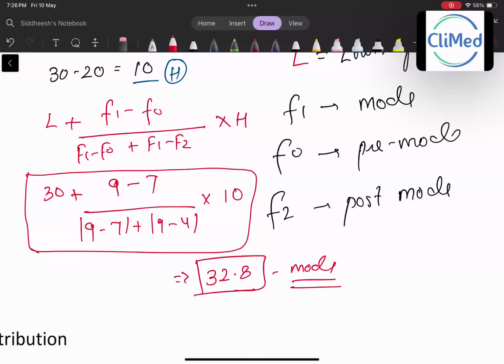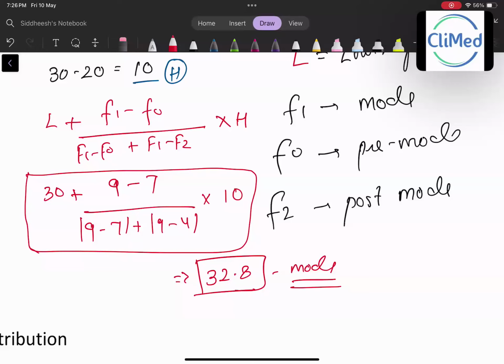So do we have any doubts? That trick is good to remember for your main exams. So don't forget my trick for the exam part. Remember, we have three friends, F1, F0, F2.